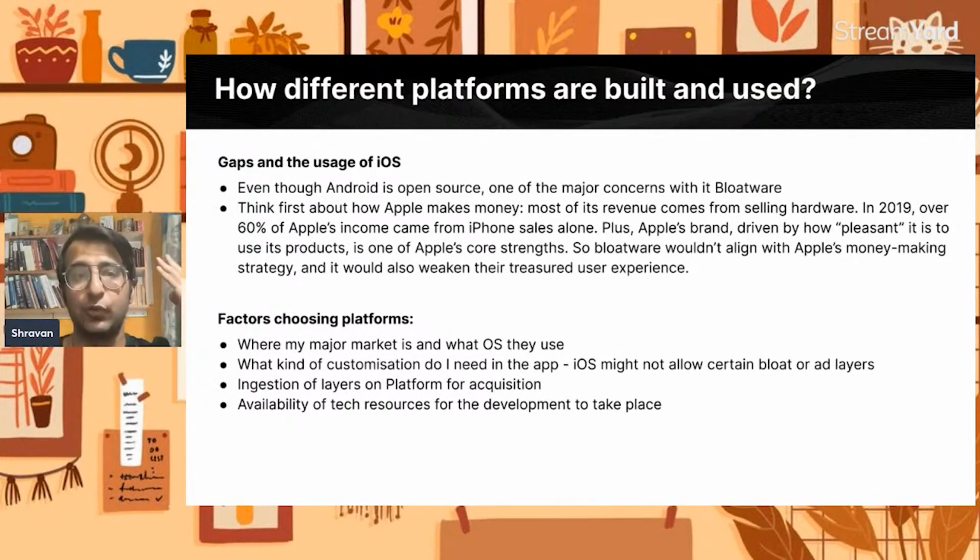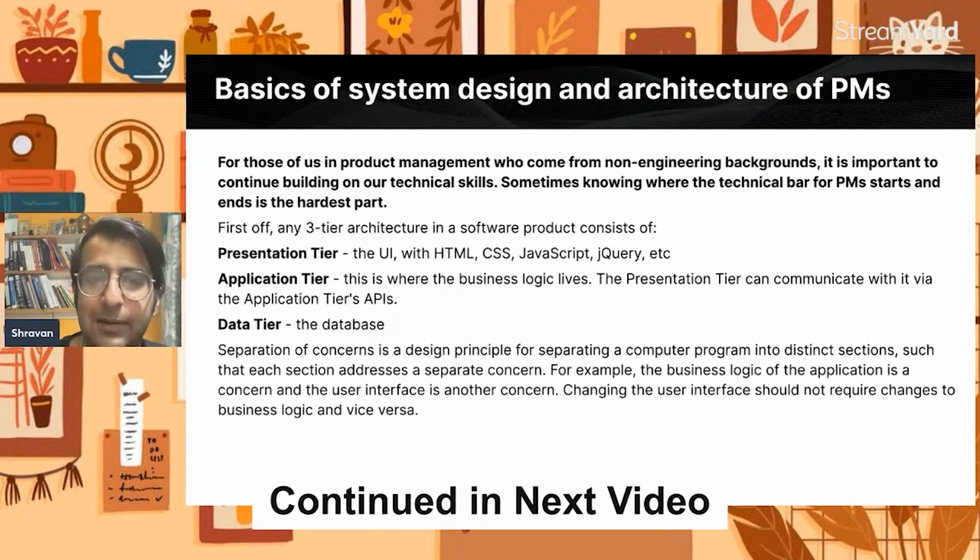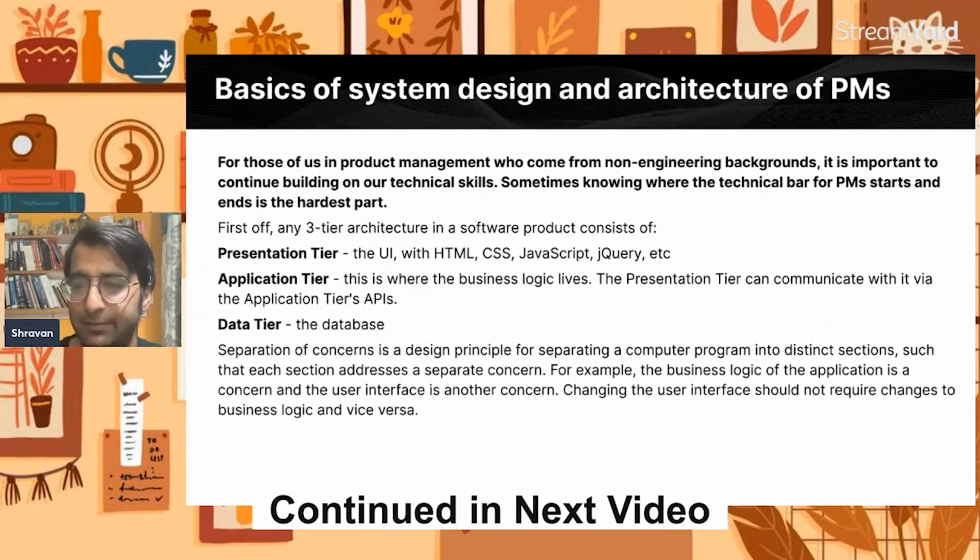As a product manager, you will look at these four factors: where my major market is, what kind of customization do I need, third, the ingestion of data that you want, and fourth, what tech resources are available. Awesome. So we'll quickly move forward. Now we will talk a little bit about the basics of something called system design and architecture for PMs.